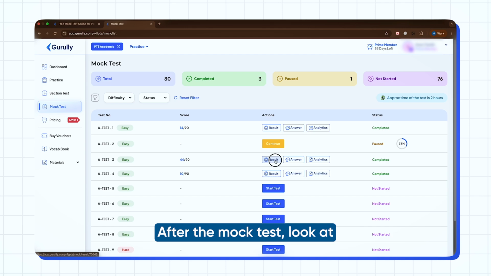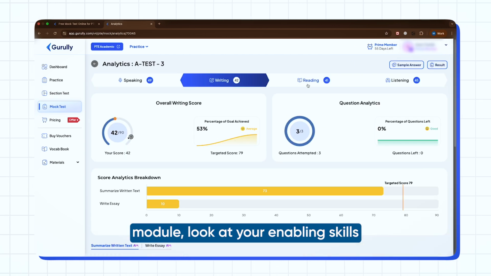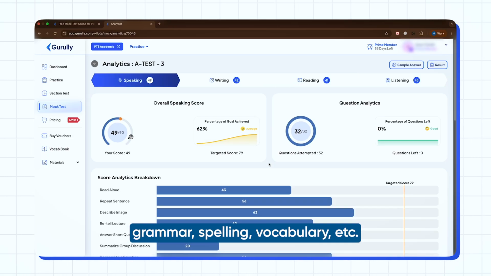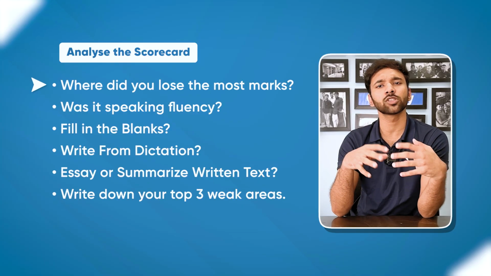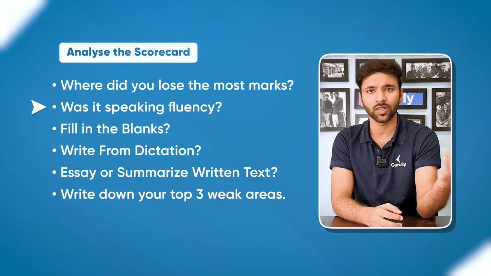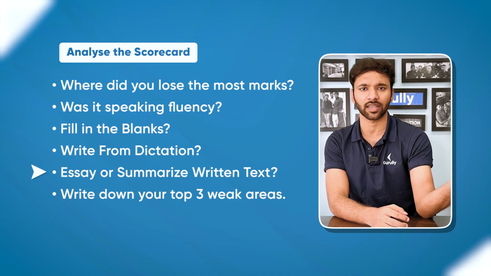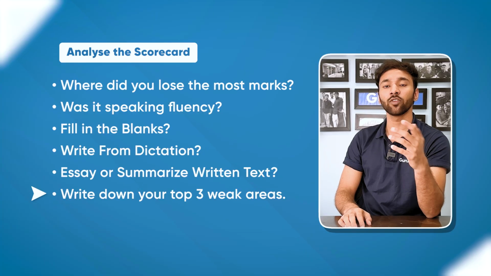After the mock test, look at your overall score. Look at each module. Look at your enabling skills like fluency, pronunciation, grammar, spelling, vocabulary, etc. Then spend at least 1 hour analyzing where you lost the most marks. Was it speaking fluency, fill in the blanks, write from dictation, or essay or summarize written text? Write down your top 3 weak areas. These will decide your schedule for the next few days.